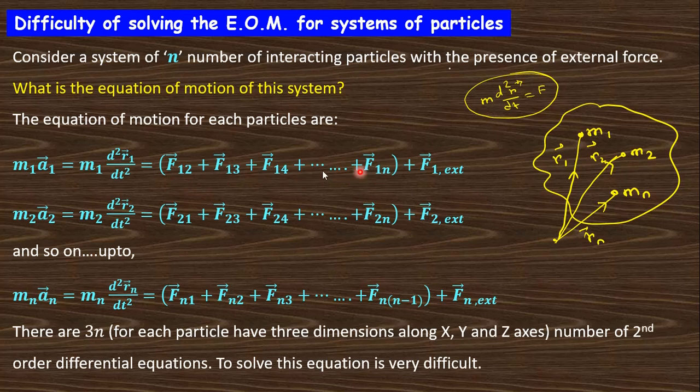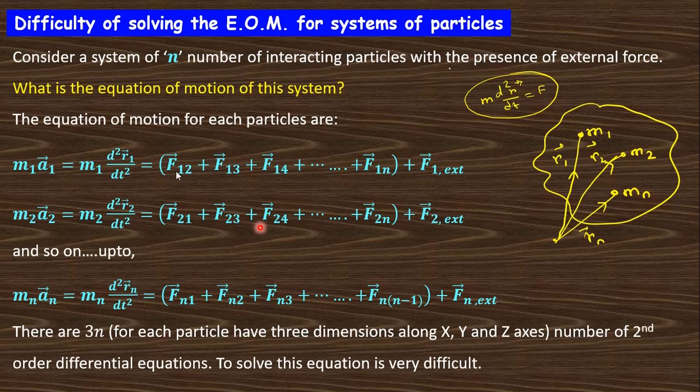So these are the forces for the internal part. This is the force on particle 1 due to 2, force on particle 1 due to 3, force on particle 1 due to 4, and force on particle 1 due to the nth particle, right? So these are all the internal forces, and this is the external force on particle 1.